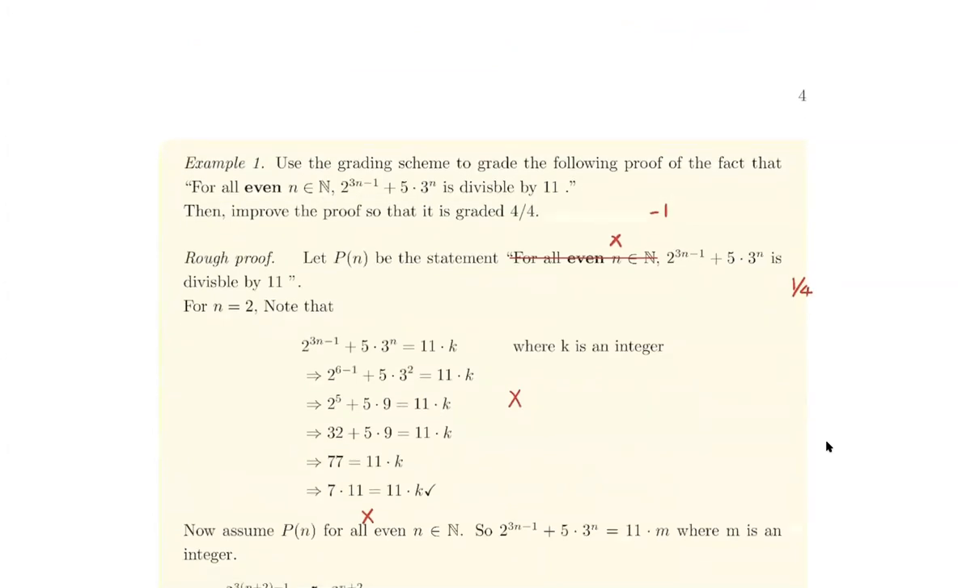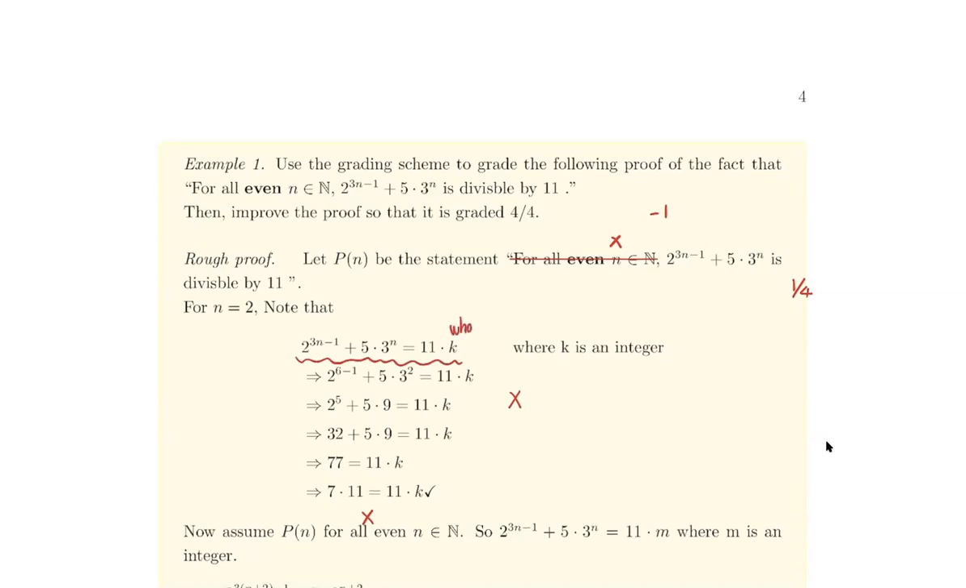So for your base case, what you need to prove is that when n equals 2, 2 to the 3n minus 1 plus 5 to the 3n is divisible by 11. But what this proof did is that it started by saying we know this is divisible by 11 already, but we don't. That's what we need to prove. So this is what we need to prove.